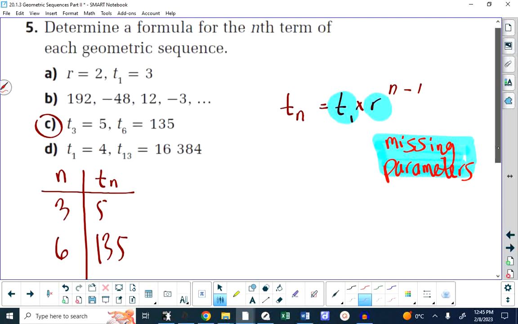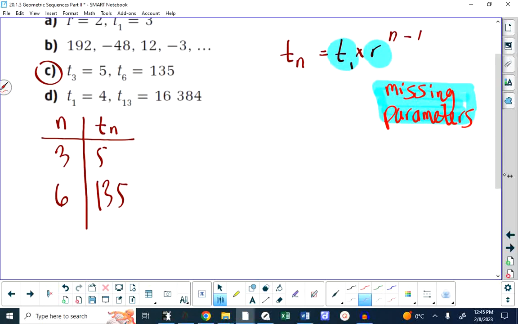Let's see what happens here. I put in 3 for n in this equation, and I get 5 coming out. When I put 6 into this equation, what comes out is 135. Now I'm going to take 135 and put it up here. I'm going to write the second one above it.